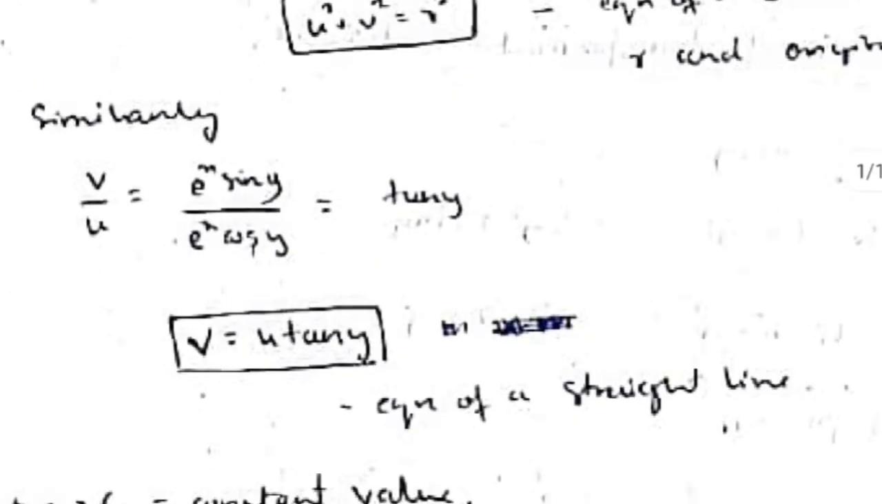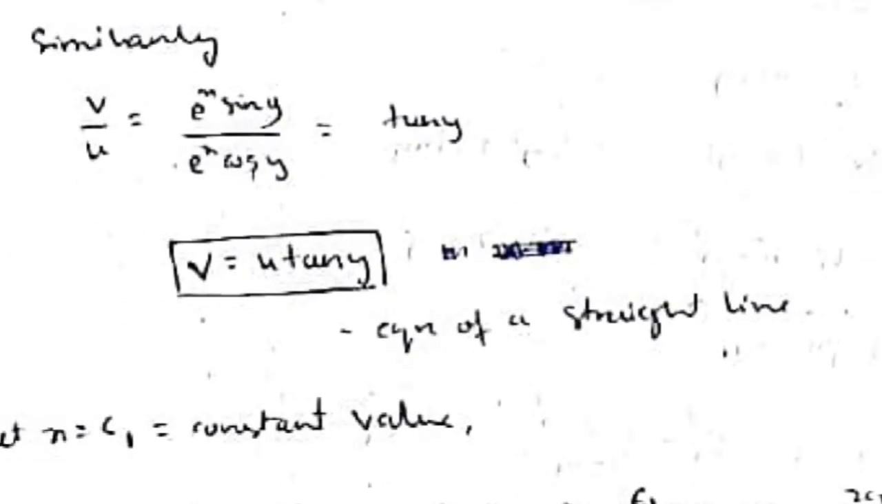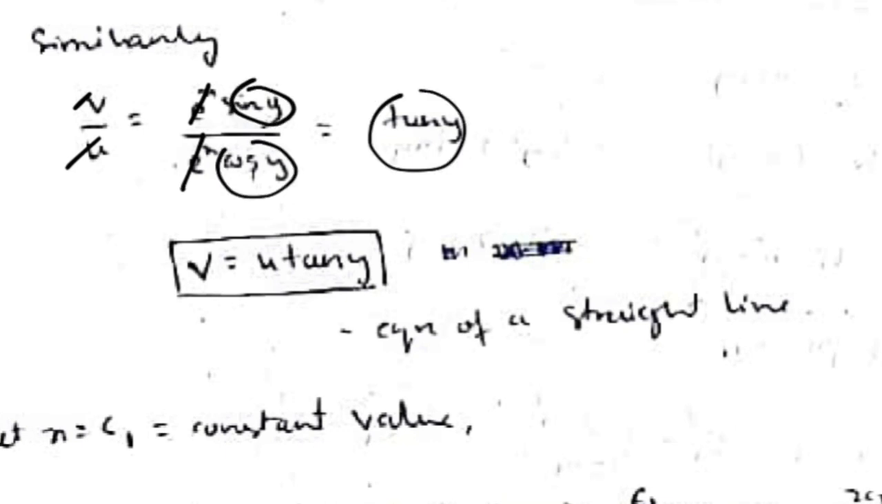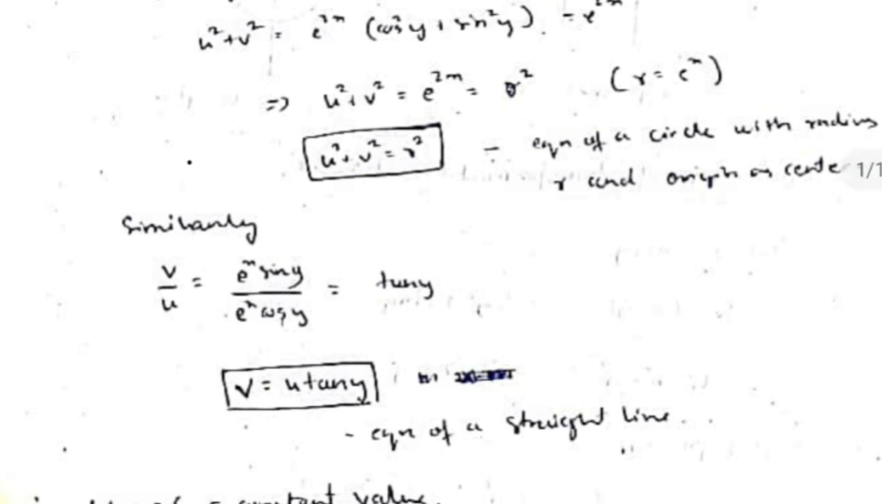Similarly, to eliminate the x terms, divide v by u. When you divide v by u, e power x cancels, and sin y by cos y is nothing but tan y. When you shift u to the right-hand side, you will get v is equal to u tan y. This is the equation of a straight line. So we have two equations here. In the first, we only have x terms, in the second only y terms. By using these two equations, we will be drawing the graphs for each of these.